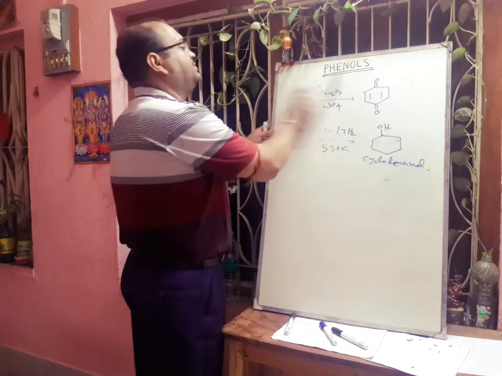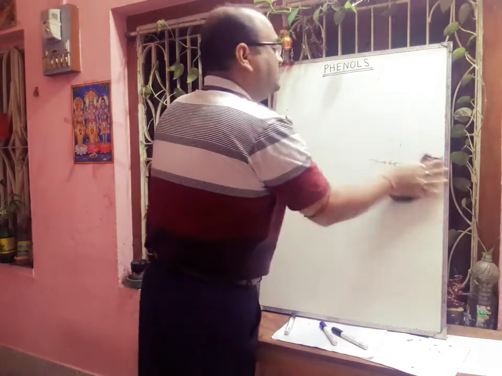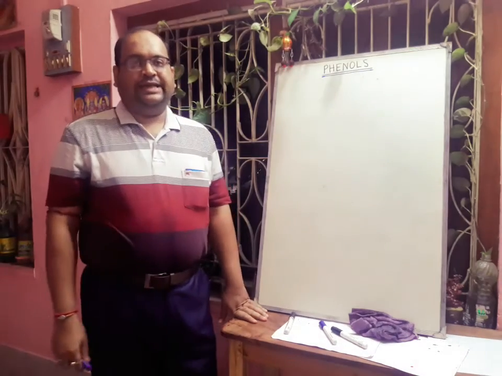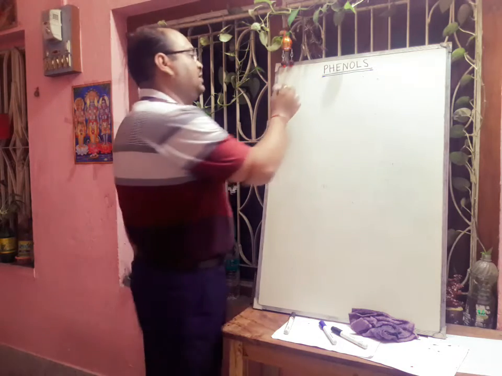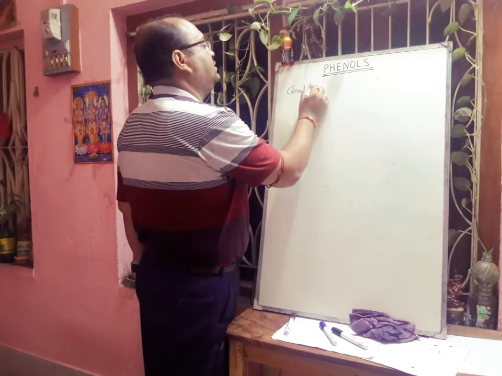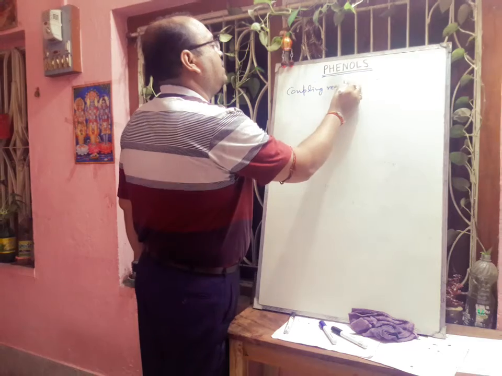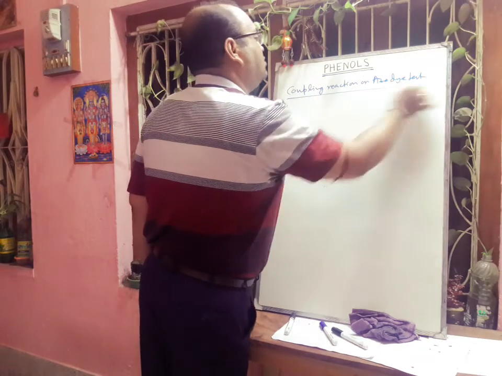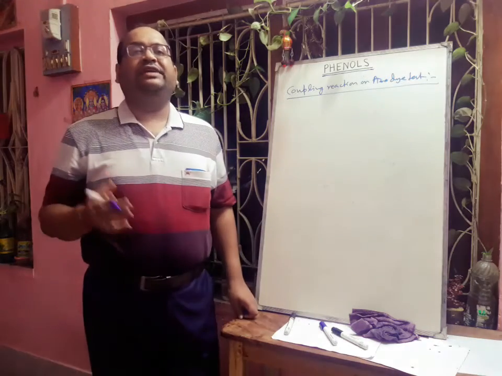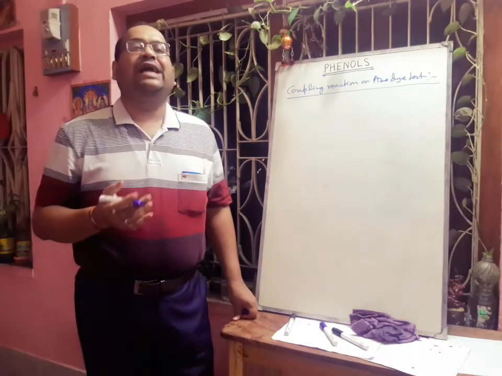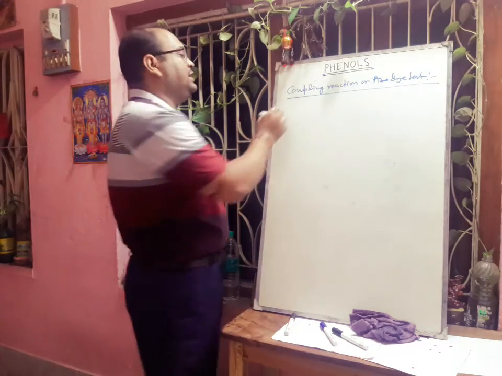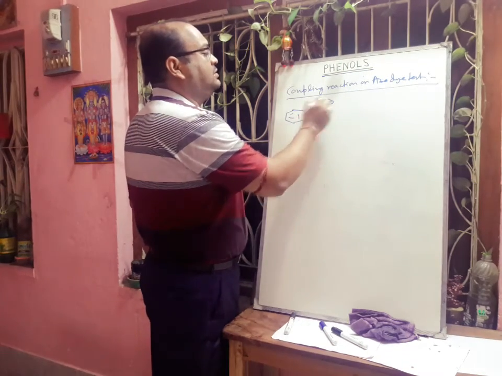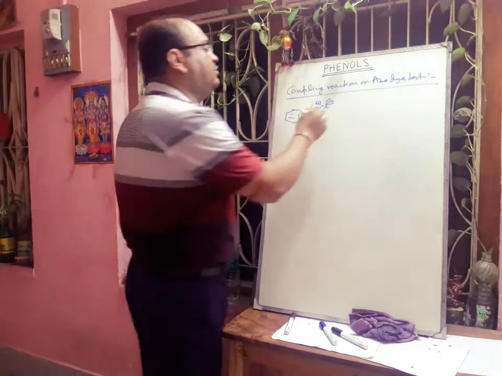Next we will discuss one very important identification test of phenol, that is called coupling reaction or azo dye test. Coupling reaction or azo dye test, that is also called dye test. So here we have to take first aniline. To aniline we have to add NaNO2 and dilute HCl. Then we get benzene diazonium chloride. Now with this benzene diazonium chloride we have to use phenol.